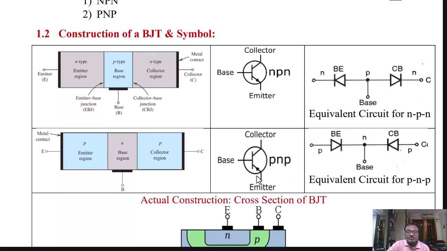The symbol of the PNP transistor is shown in this figure. Here there is an arrow on the emitter again, but the direction is going inside. That indicates the direction of conventional current flowing through the emitter. The third figure is the equivalent circuit using PN junctions: the base to emitter PN junction and the collector to base PN junction.